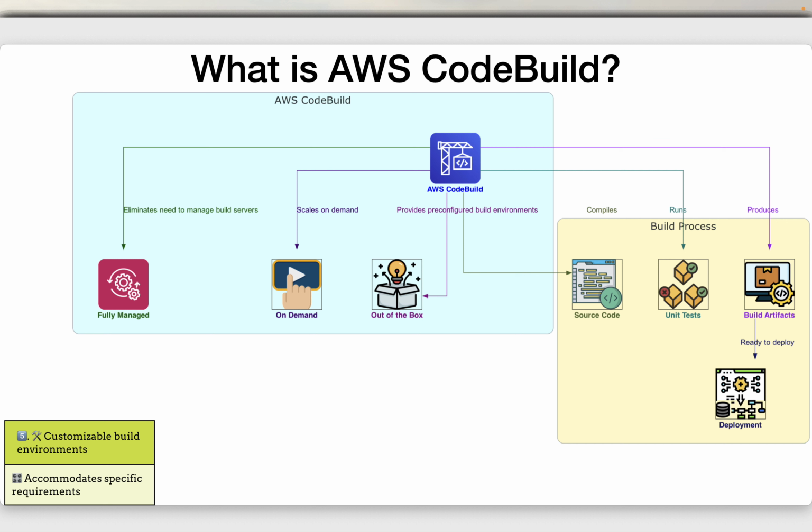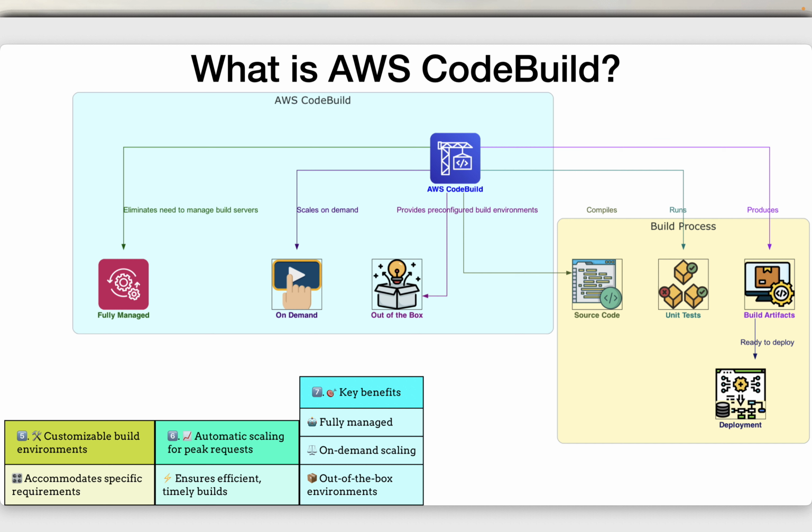Users can also customize build environments in CodeBuild to accommodate their specific build tools and requirements. CodeBuild automatically scales to handle peak build requests, ensuring efficient and timely builds. CodeBuild's main advantages include being fully managed, no need to maintain build servers, scaling on demand, pay only for build minutes used, and providing pre-configured ready-to-use build environments for popular programming languages.